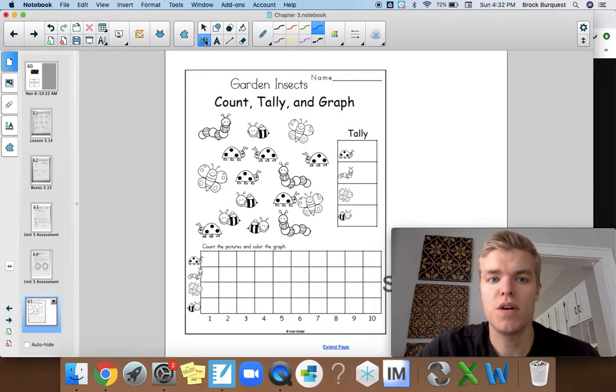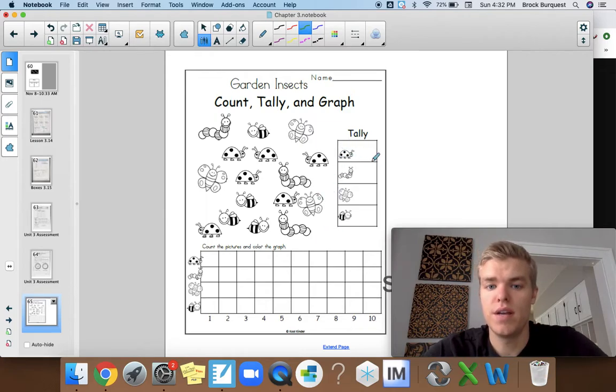For the first part of this activity, we're actually going to tally up all of our bugs we see here. So first thing I'm going to do is find our ladybugs. We got to count how many ladybugs we have. Let's count. 1, 2, 3, 4, 5, 6. So I'm going to make 6 tallies and make them right over here. 1, 2, 3, 4, 5, 6.